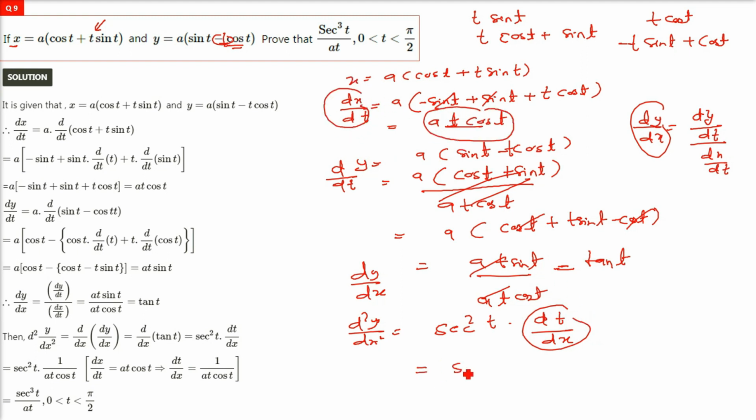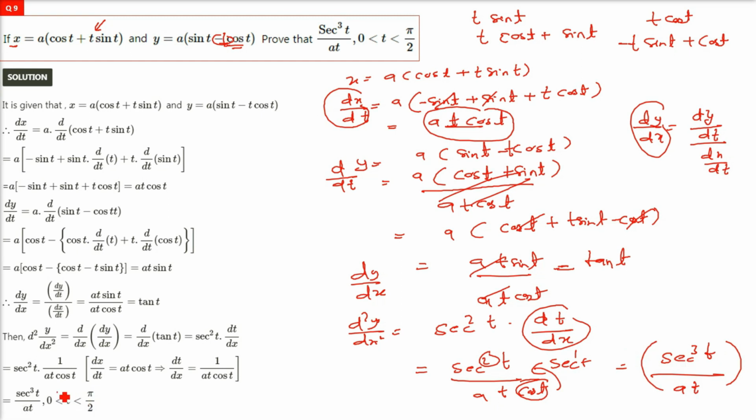So we have sec square t dt by dx, that is, at cos t has to be taken into the denominator. Finally you have sec square t at cos t. This cos t, when it goes up, will be sec cube t. So you have sec cube t in the numerator and a t in the denominator. The final answer we have got, between 0 and pi by 2, is sec cube t by 8.